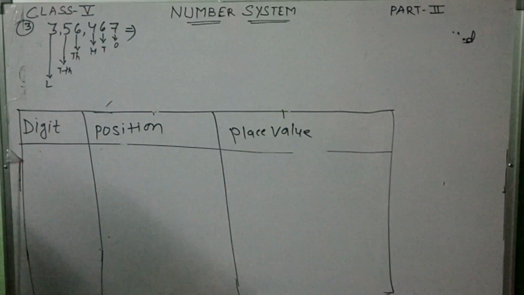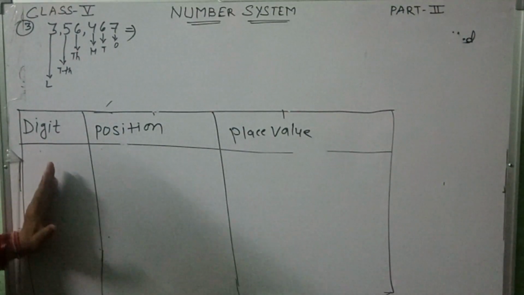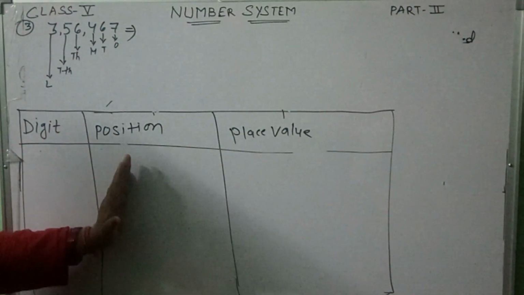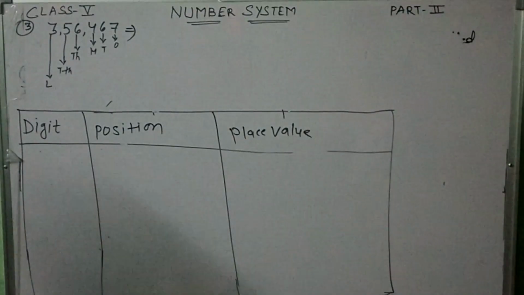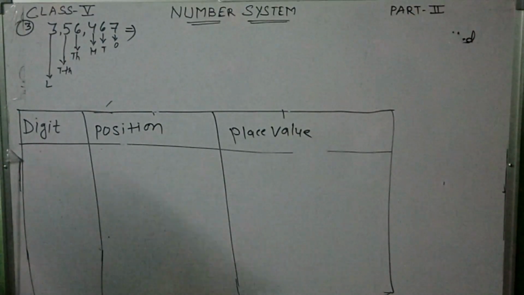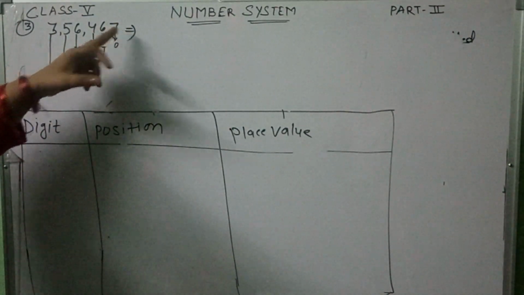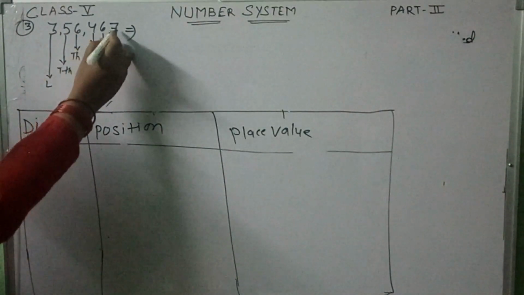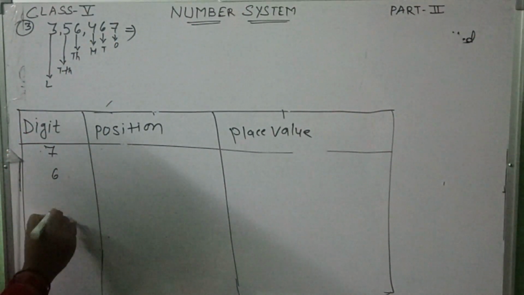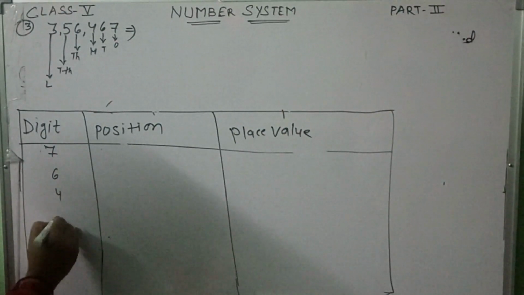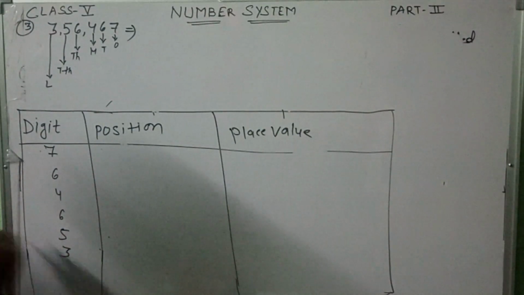Okay. And first what we have to do? We have to make a 3 column table. In the first column we will write the digit. In the second column we will write the position, and in the third column we will write the place value. Okay. So from where do we have to start writing the digits? From the right side of the given number. We will start from the 7. Next 6. Next 4. Next 6. Next 5, and then 3.